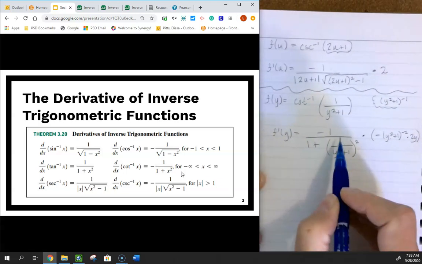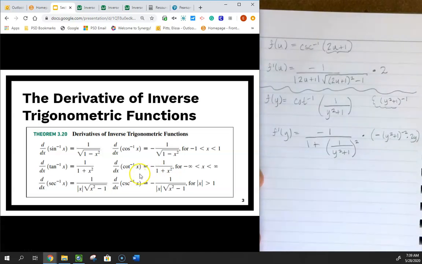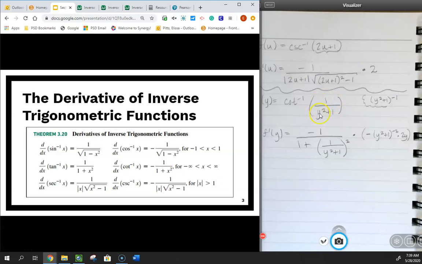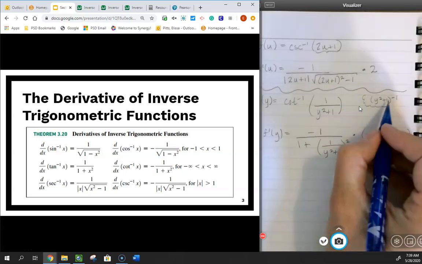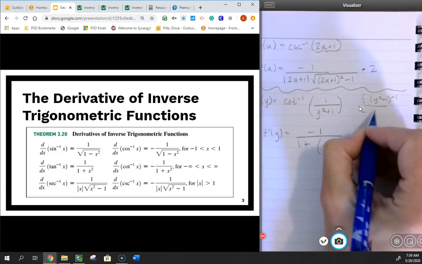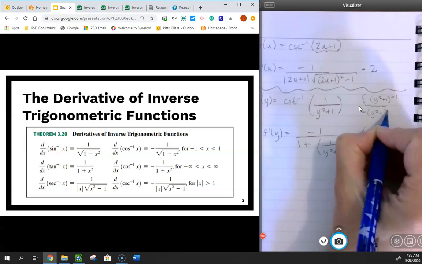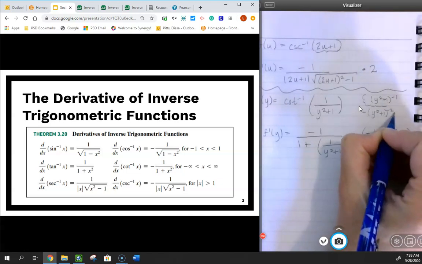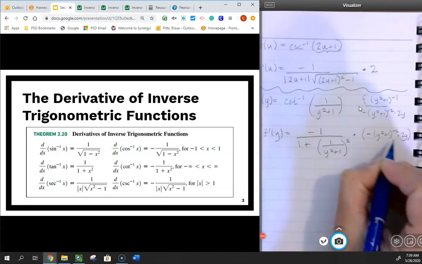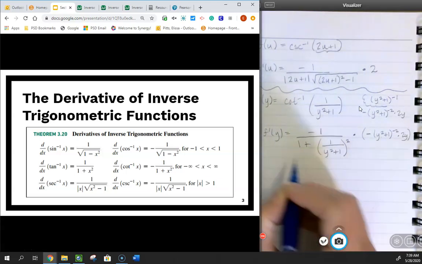Okay, so let's look at that again. We are using this one right here, -1 over 1 plus whatever's inside of there squared. So we had to take whatever's inside of here and square it. And then we need to multiply times the derivative of what's inside of here. And so this derivative would be negative, bring that -1 down in front, y squared plus 1 to the -2 times the derivative of that, which would be 2y. So that's where that came from.